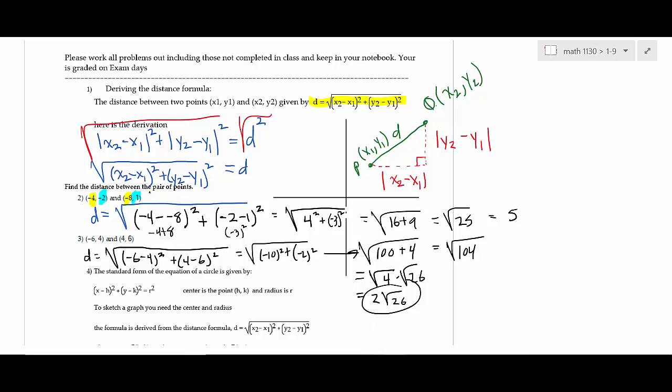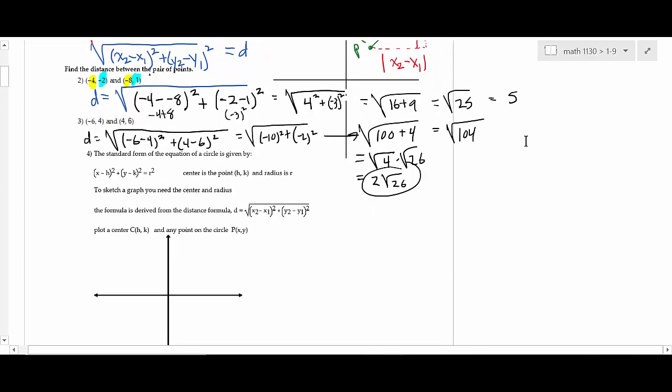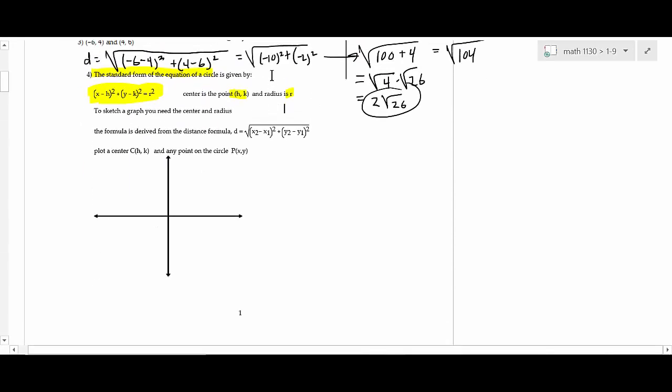That's central to the idea of an equation of a circle. Okay, you want to kind of get an idea of where this comes from. So the next thing we're going to look at is the standard form of a circle, which is given like this. It's (x minus h) squared plus (y minus k) squared equals r squared. The center is (h, k), the radius is r. Okay, I'm going to show you where this comes from. All right, so I'm going to have you do a little derivation on this.